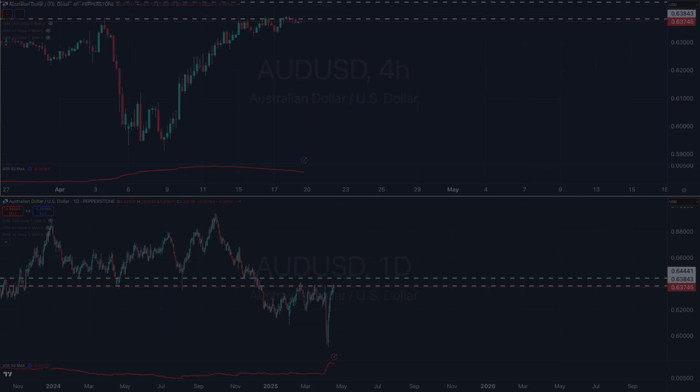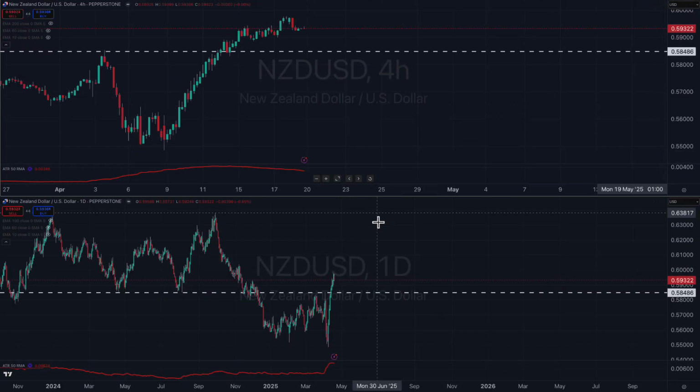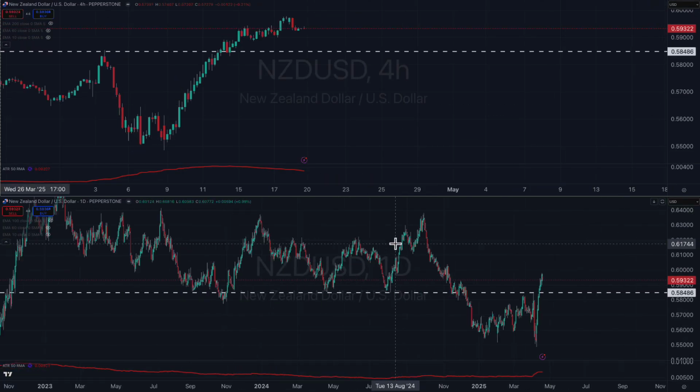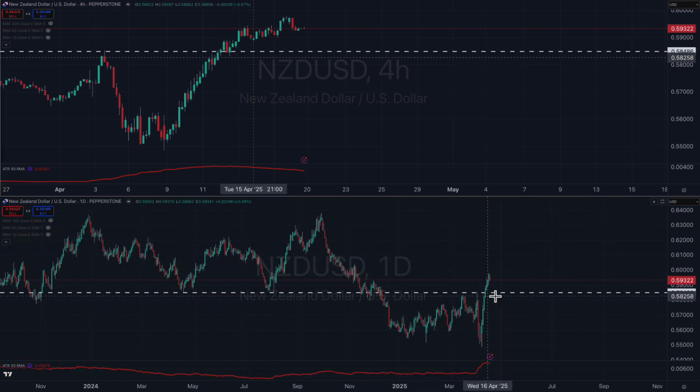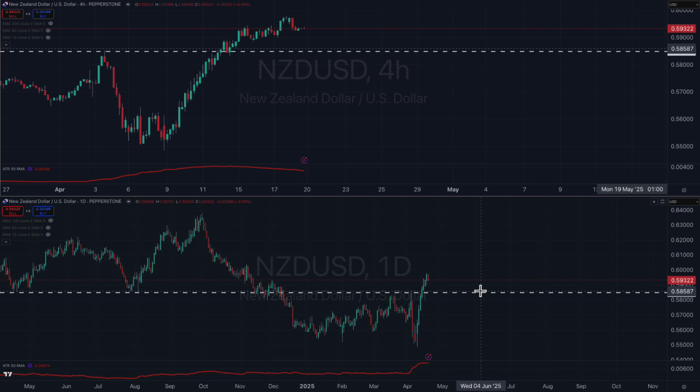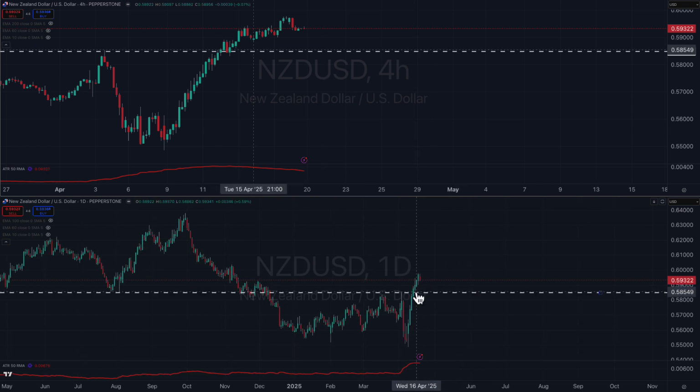Now, if we go and take a look at the New Zealand dollar, we actually had the same idea last week, which was to sell into this. However, the market just absolutely blasted through that level and it hit our stop losses. So this was one that we took a loss on last week.